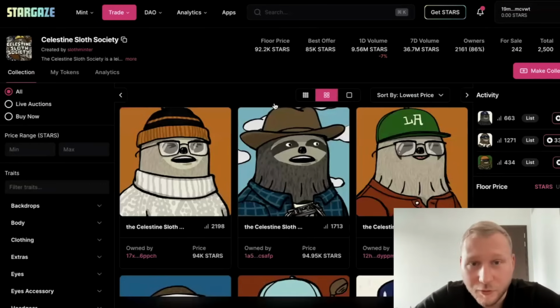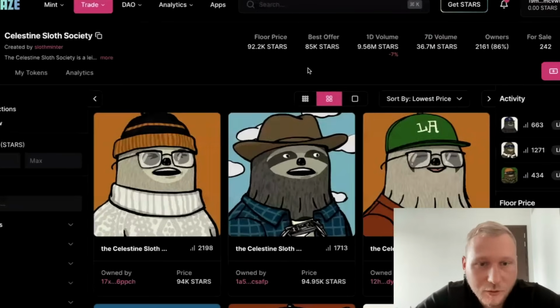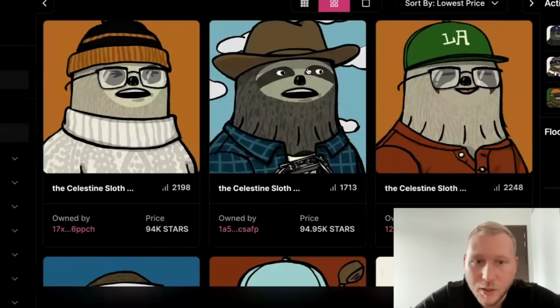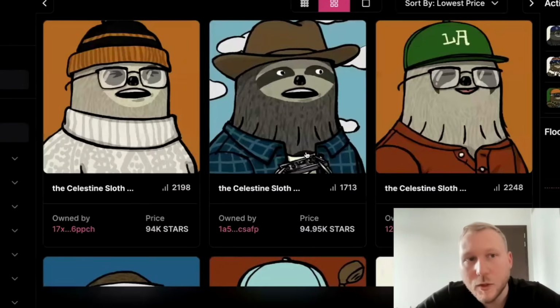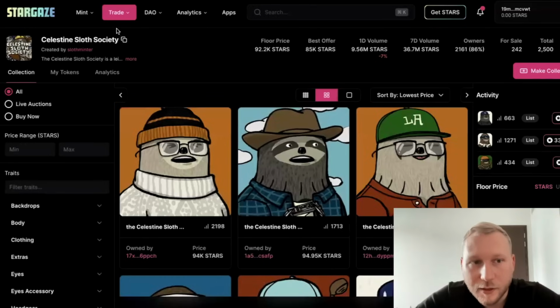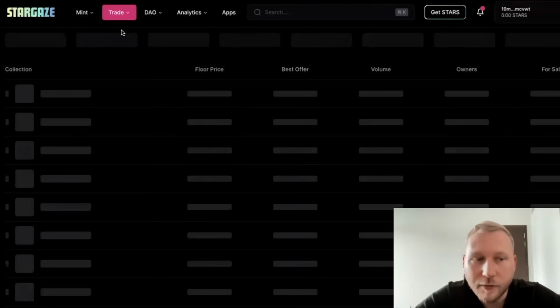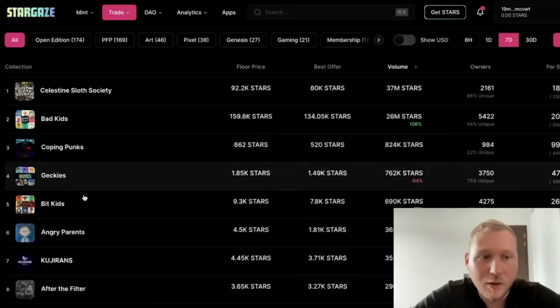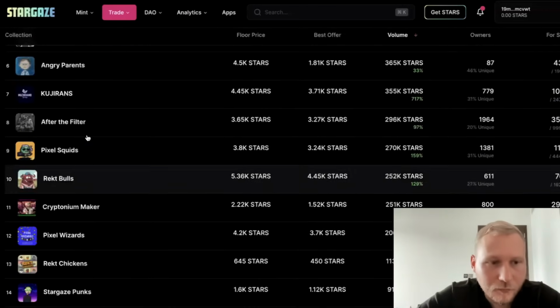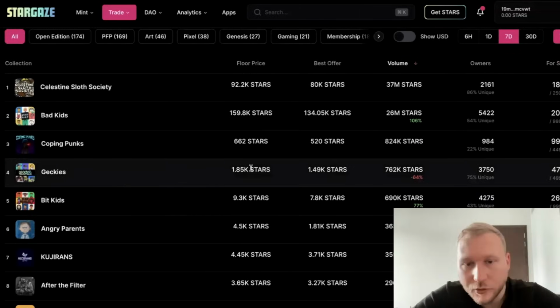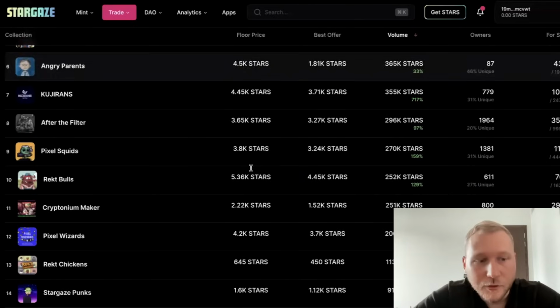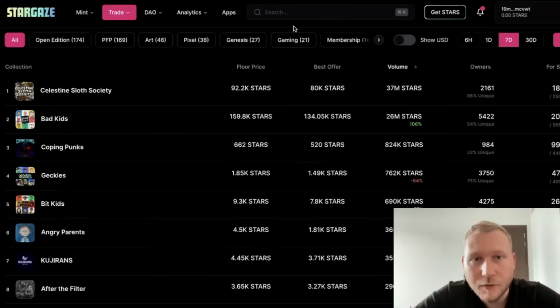In any case, I just want to have a Sloth, right? Because I think they look really cool, with or without the airdrop. It's also culture at the end of the day, right? I think right now we have a lot of culture revival in Cosmos. We have Stargaze NFTs going crazy, obviously with Bad Kids, now the Sloth. We also have, like I said, After the Filter, with BitKids, with Gekis that also had a huge mint recently. So I think there's a lot of development here.